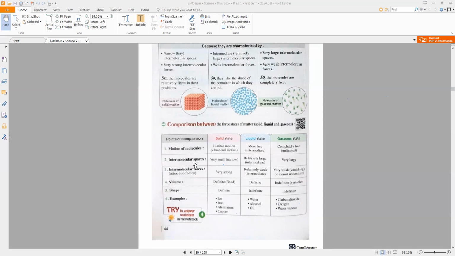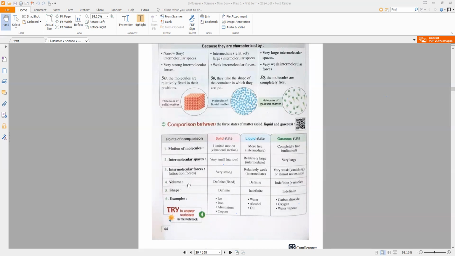Another point, intermolecular spaces. Intermolecular spaces in solids are very small or narrow. In liquids they are relatively large or intermediate. In gases they are very large. Intermolecular forces: because the intermolecular spaces are very small, the intermolecular forces are very strong in solids. In liquids, the intermolecular spaces are relatively large, so the intermolecular forces are relatively weak or intermediate. In the gaseous state, because the intermolecular space is very large, the intermolecular forces are very weak or almost nonexistent.